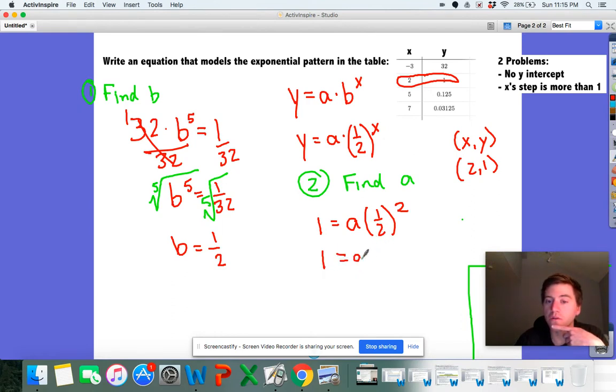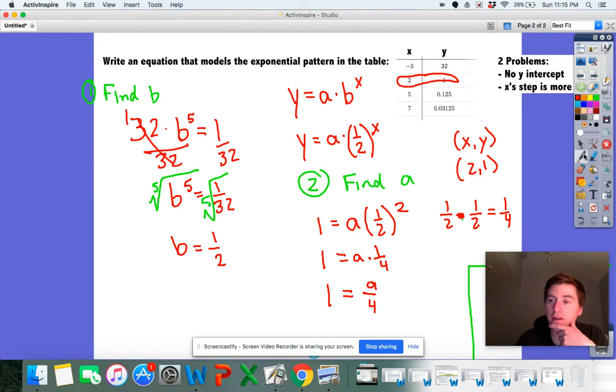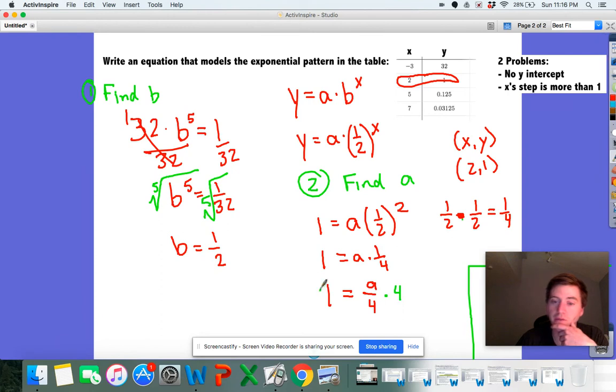So 1 equals a times 1/2 squared. 1/2 squared is 1/2 times 1/2. Multiply straight across, so that's 1/4. Okay, a times 1/4. Again, we can multiply straight across, so that's a over 4, right? If we think of this as a over 1, a over 4, when we multiply that. Okay, well, we know what to do there. If we're solving a divided by 4, the inverse of dividing by 4 is multiplying by 4, and a is 4.